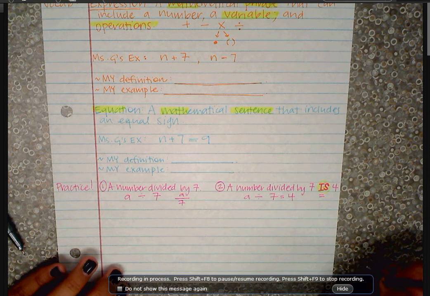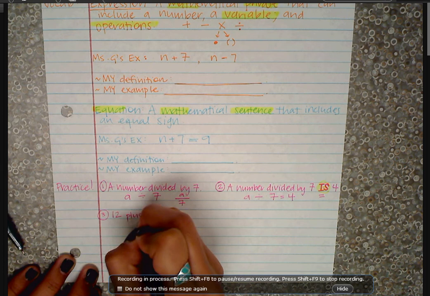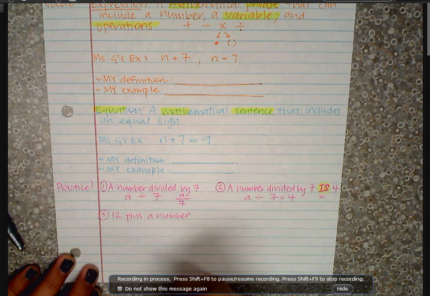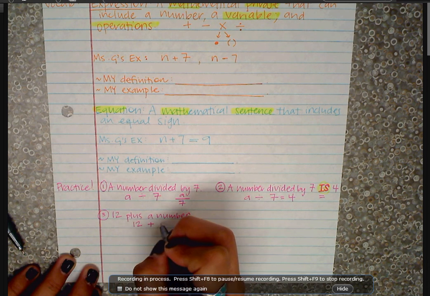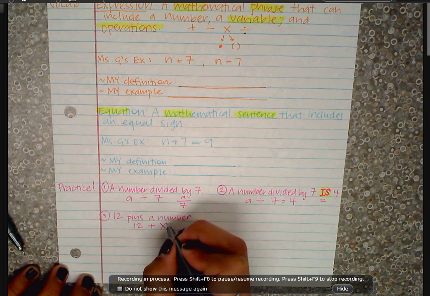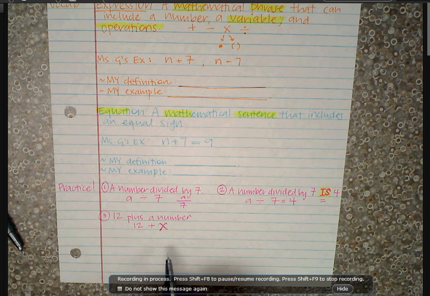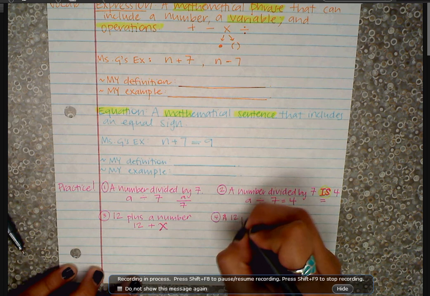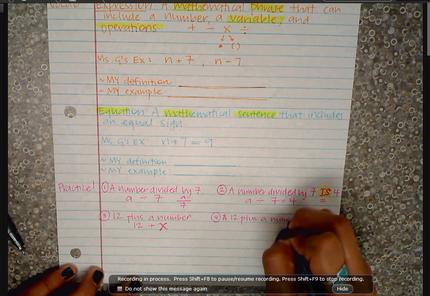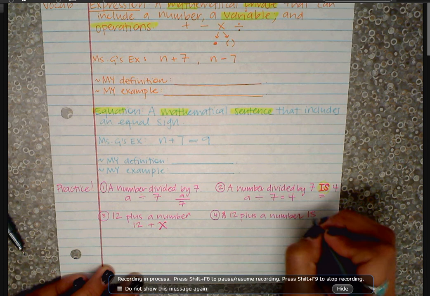Okay? Now let's do the next example. 12 plus a number. If you notice, we're not always using the same variable because the variables aren't always the same. Okay? Let's look at 4. Okay? Ready? 12 plus a number is, and then you're going to fill in the rest.